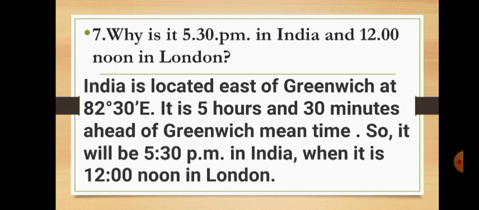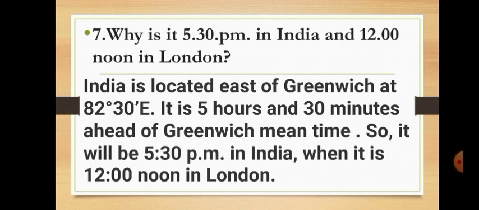Next, why is it 5:30 p.m. in India and 12 noon in London? India is located east of Greenwich at 82 degree 30 minute east. It is 5 hours and 30 minutes ahead of Greenwich Mean Time. So it will be 5:30 p.m. in India when it's 12 noon in London.